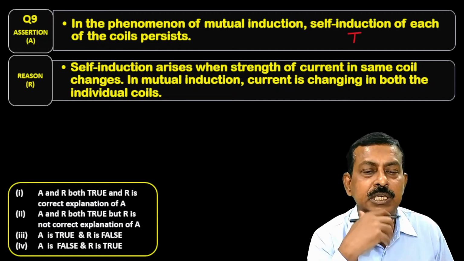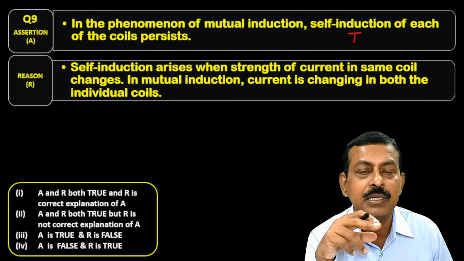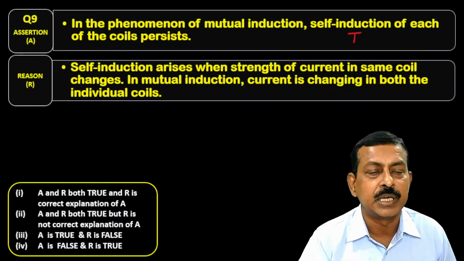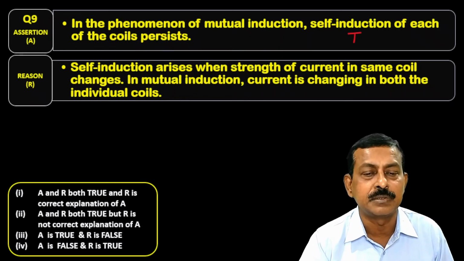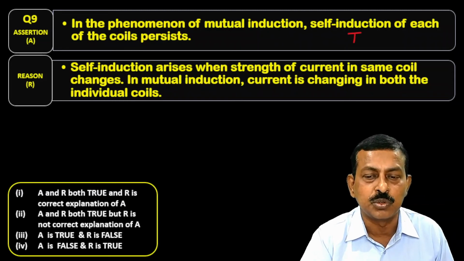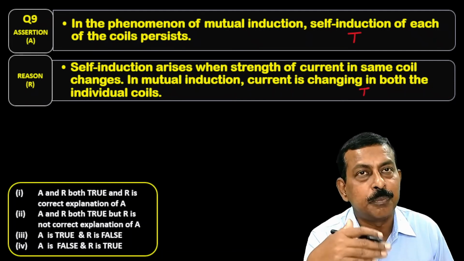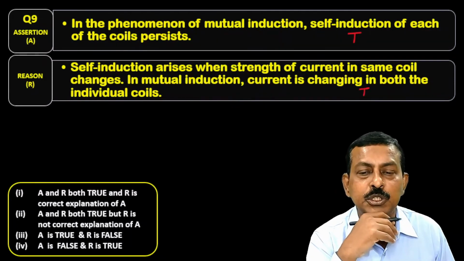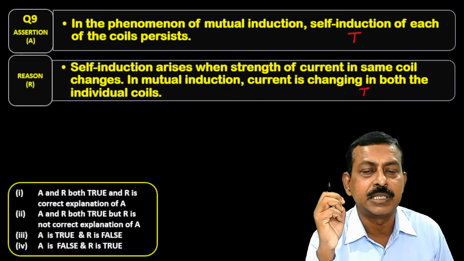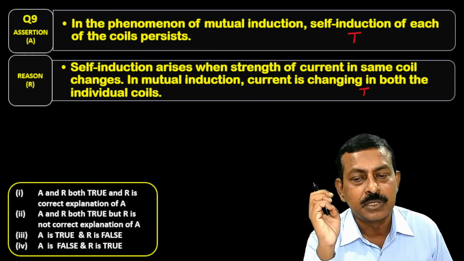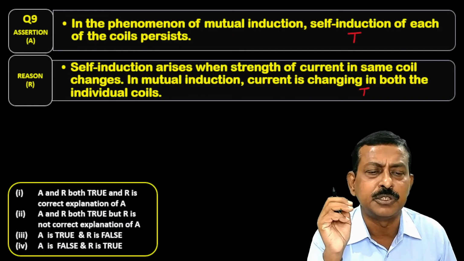If you consider the second part, in self-inductance, in the same coil, the current is changing. So there will be EMF developed and induced current will be there. In mutual inductance, it is changing in both. So this is also true. And now let's see the two statements together. In the phenomenon of mutual inductance, self-inductance of each of the coils persists because self-inductance arises when the strength of current in the same coil changes. In mutual inductance, the current is changing in both the individual coils.